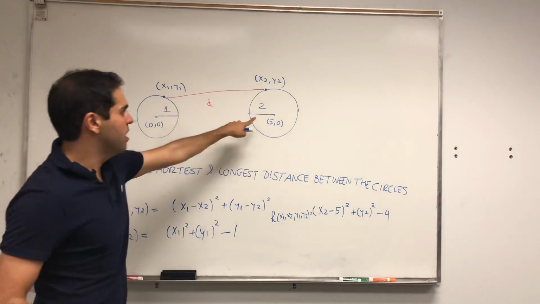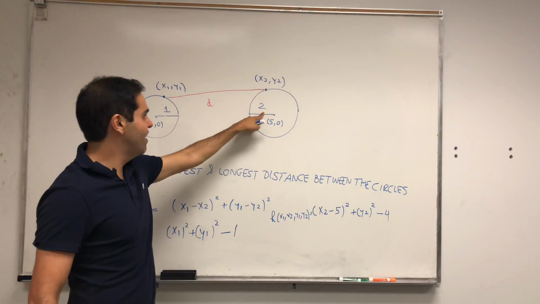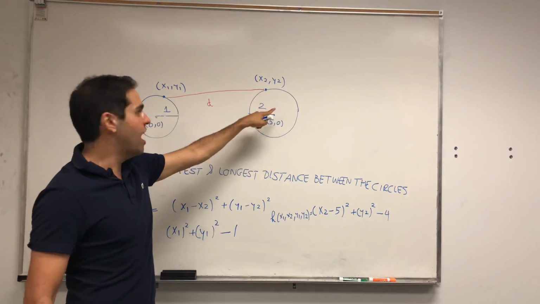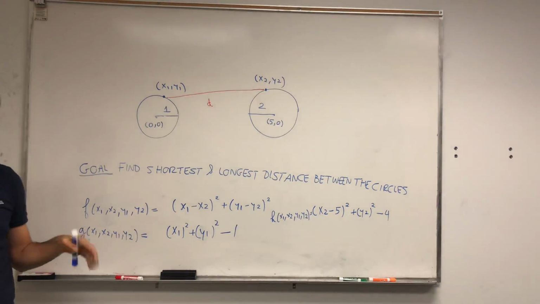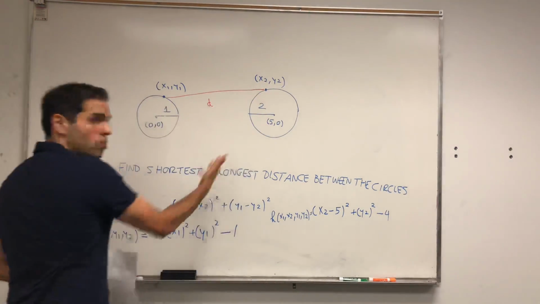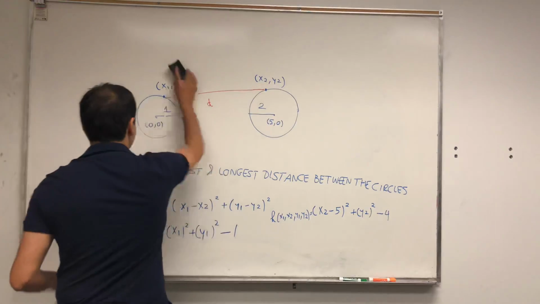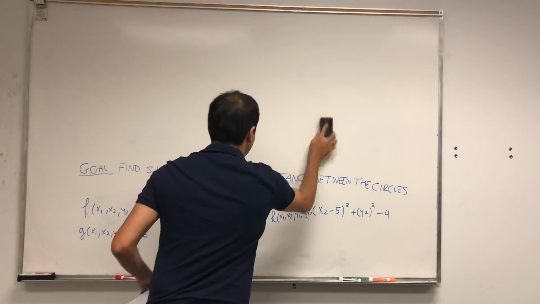The only thing that makes us lose generality is this 2. And in fact, if you have a radius of 5 or something, it becomes a completely different problem. So it turns out this is almost the most general case. All right.